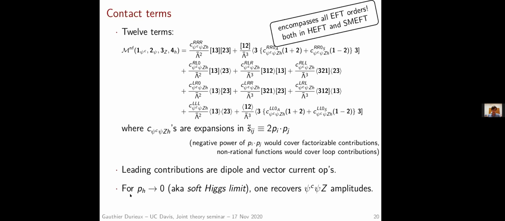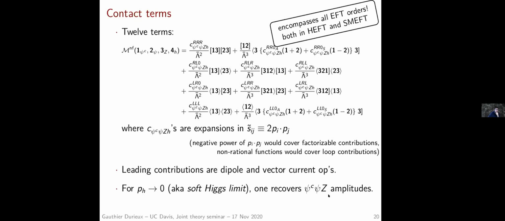And it's kind of interesting at the so-called soft Higgs limit, taking the 4-momentum of the Higgs to 0. In that limit, you can see that all the other contributions actually vanish. And you remain with those 4 terms, which you can recognize to be the 4 fermion Z amplitudes.